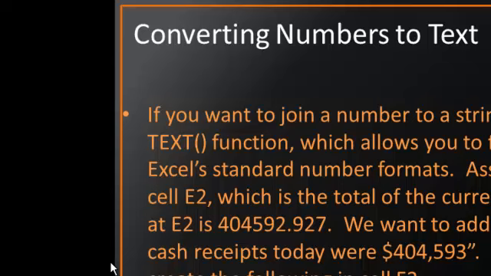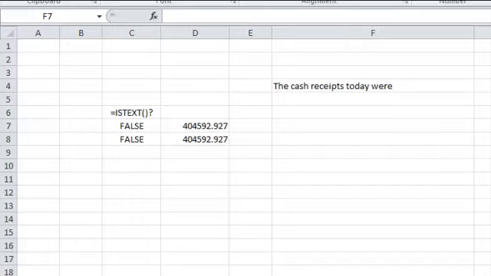But let's assume that we have this one example here where we want to report what the cash receipts were for a day, and we have this value on our spreadsheet, $404,592 and some change. We want it rounded to whole dollars with a dollar sign, and given to us as though it were in a little statement. So let's take a look at how we do that. We're also going to want it to round to a whole number. So we'll show you what's going on there. Let's shift over to Excel.